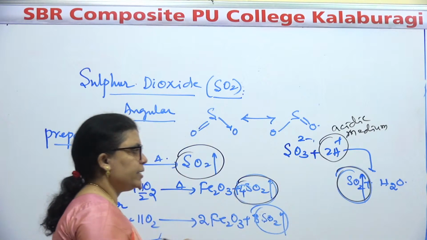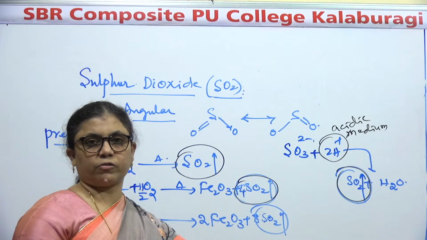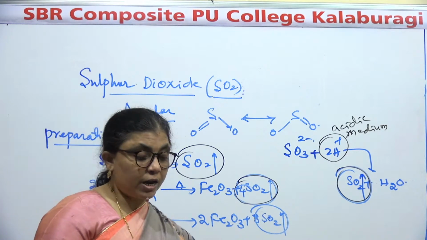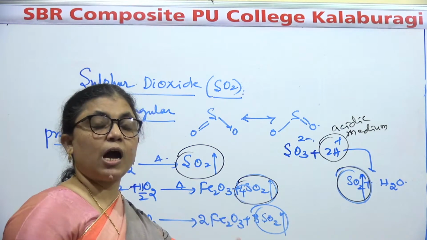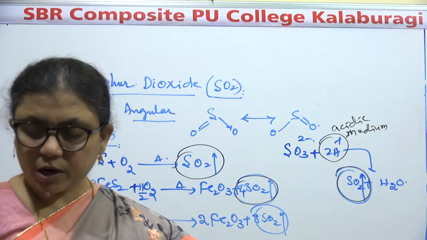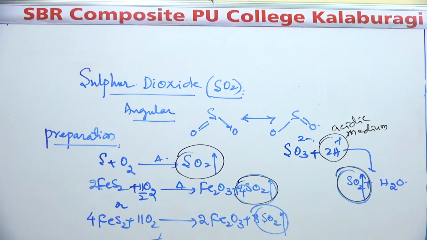In acidic medium, we are going to get what, children? We are going to get sulfur dioxide. Whatever sulfur dioxide is obtained will be converted into liquid under high pressure. Now the question arises: what are the physical properties of sulfur dioxide?